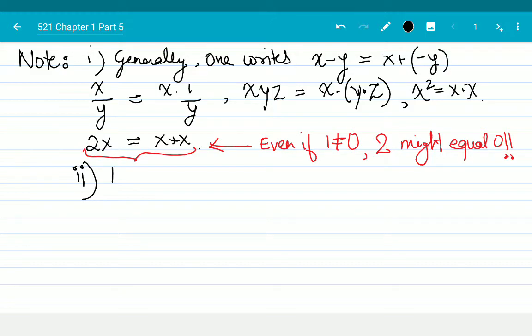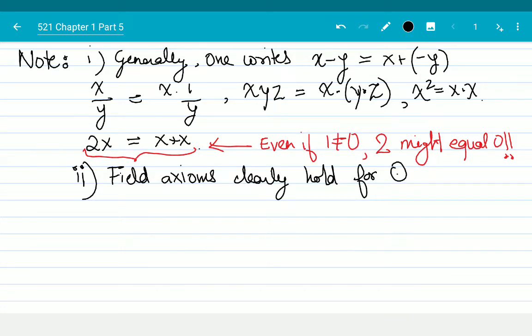Note 2. Field axioms clearly hold for Q, right? And so Q is a field. Okay.